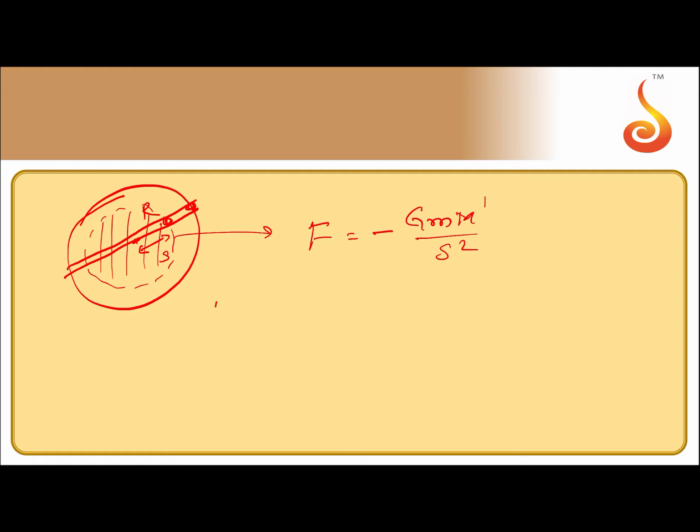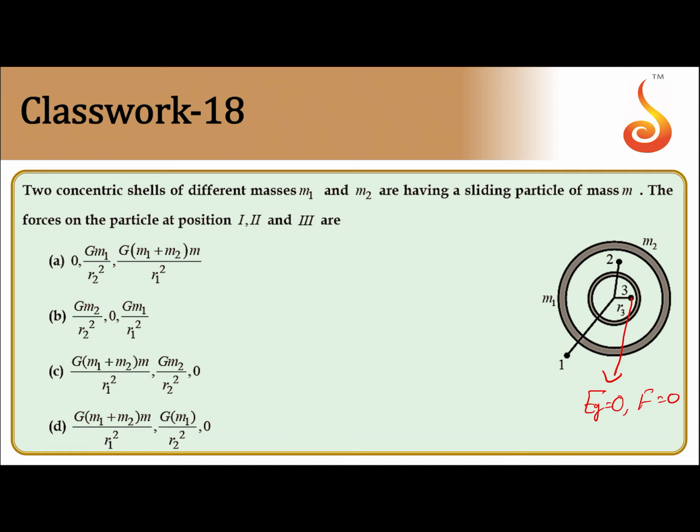Okay. So now you can consider it easily that if the particle is here, the gravitational field is 0 and therefore the force is 0. So when the particle is here, the force must be 0. When the particle is at 2, the force is because of the inner sphere, because at this position, the gravitational field due to the outer sphere is 0. So it is only the inner sphere which exerts the force. However, when it is at 1, both 1 and 2 exert the force.